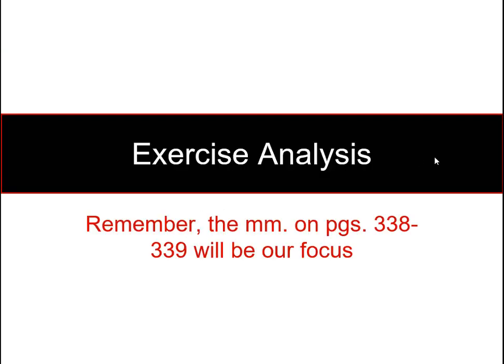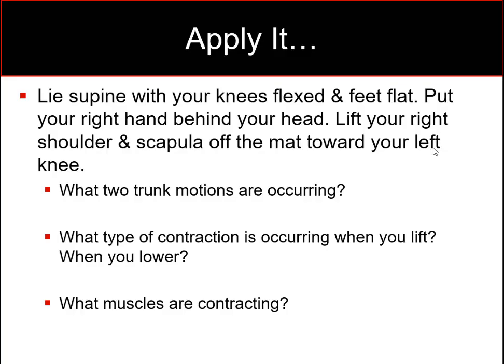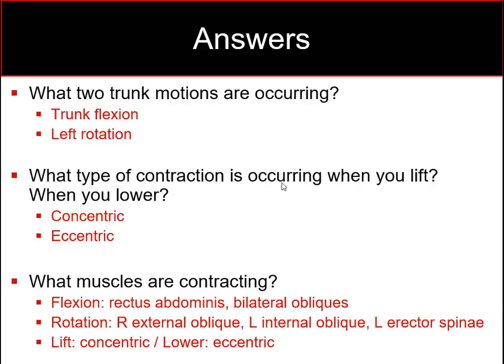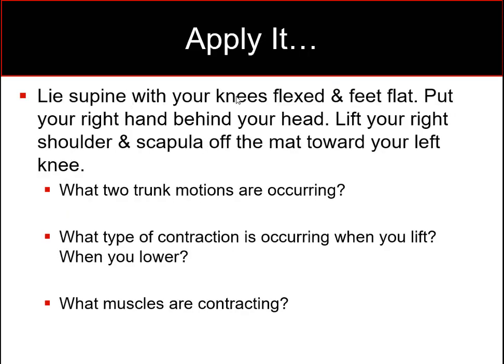So let's start looking at some exercises now instead of looking at positions. So when you're lying on your back with your knees flexed and feet flat, you're going to put your right hand behind your head and you're going to lift your shoulder toward your mat. So you're basically doing a crunch with a little bit of trunk rotation. So that's what's happening here. You're doing a crunch, so you're doing trunk flexion with right rotation. So you lift your right shoulder and scapula off the mat.